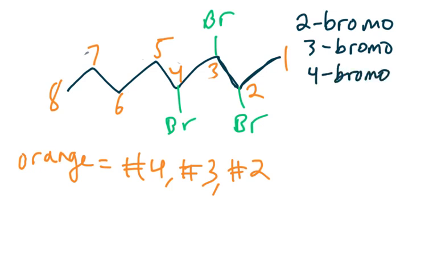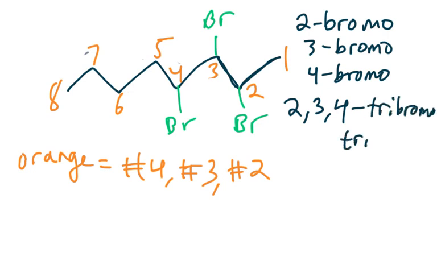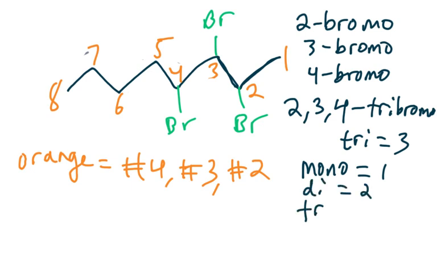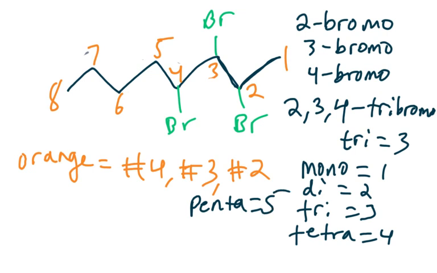Well, what would we name that, right? So it'd be 2, 3. So if you join this together, you would get 2, 3, 4, tribromo, right? Tri meaning 3. As we know, mono means 1, di means 2, tri means 3, tetra means 4, penta means 5, and so on. All right? So if we're naming this molecule, it would be 2, 3, 4, tribromo, because there's 3 bromines, right? Tribromo octane.